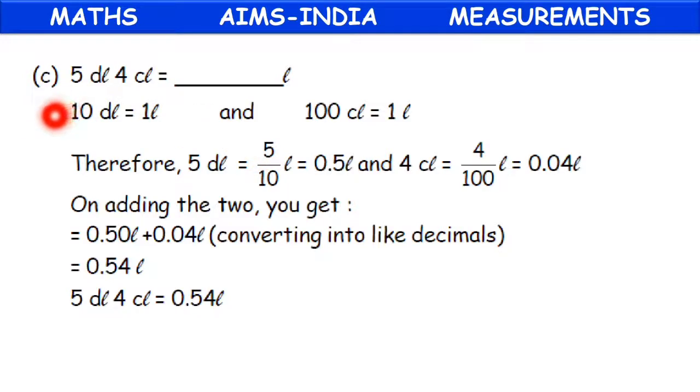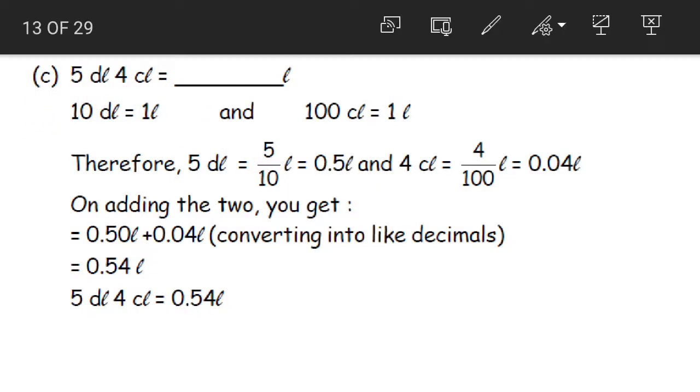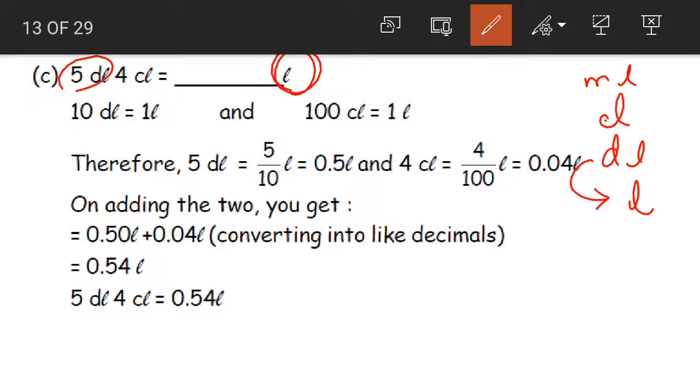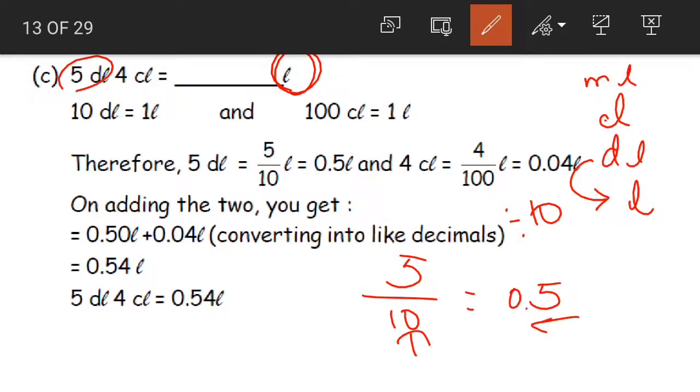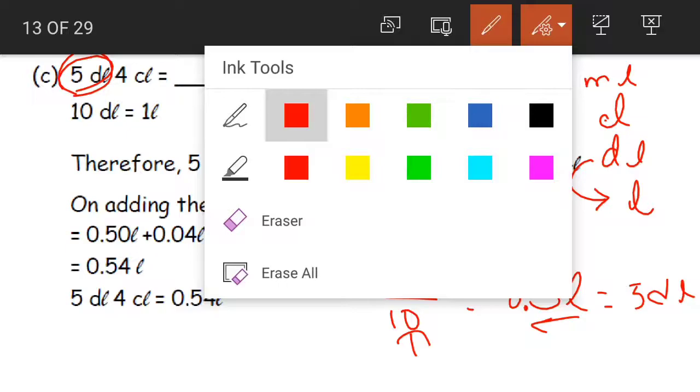Now again, another example. 5 deciliters, 4 centiliters. First we'll do the deciliter part. Okay, we have milliliters, then we have centiliters, deciliters and liters. From deciliters to liters, only one jump. So we need to divide by 10. 5 divided by 10 is equal to, first write it as a 2-digit number. There is 1 0. So after 1 digit from the right, we'll place our decimal point. 5 deciliters is equal to 0.5 liters. Yes, so that is done.